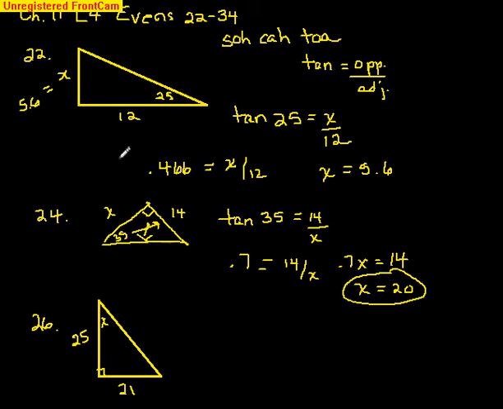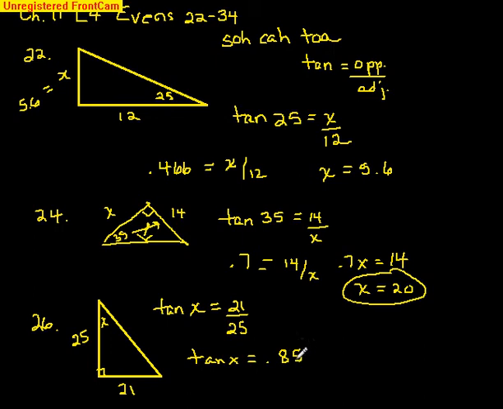So note, these two, you're finding sides, so you use tangent. When we're trying to find the angle, we're going to use the inverse tangent. So we're dealing with this angle, so we would say the tangent of x equals opposite, which is 21, over adjacent, which is 25. In your calculator, divide 21 divided by 25, which is 0.84.